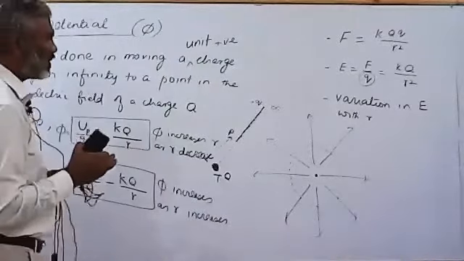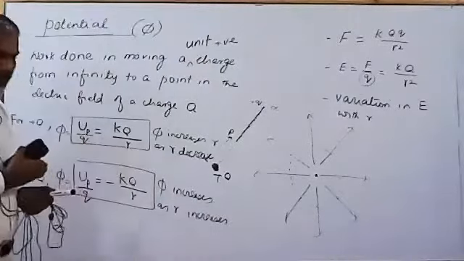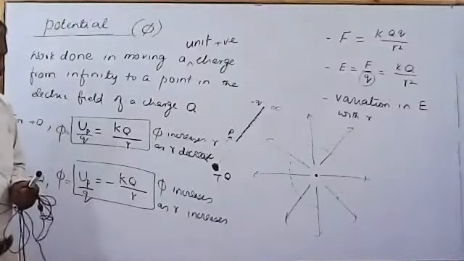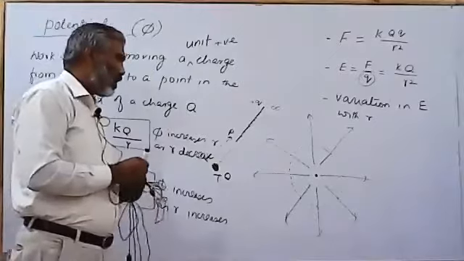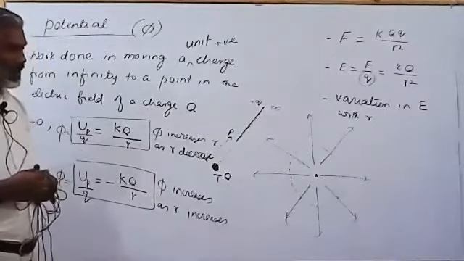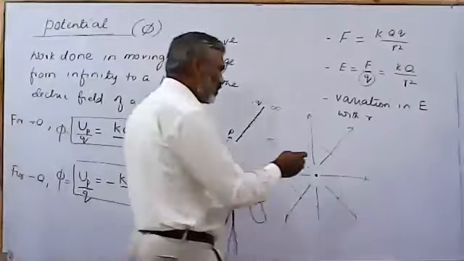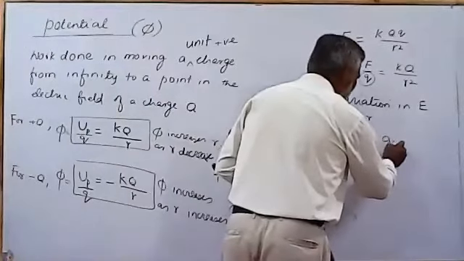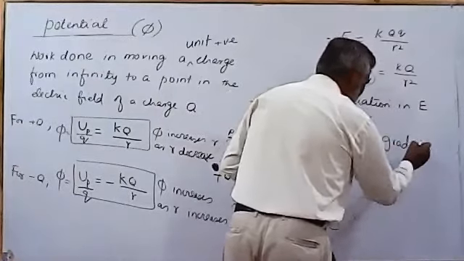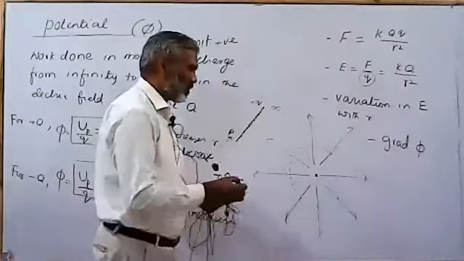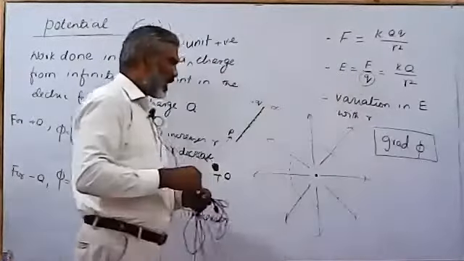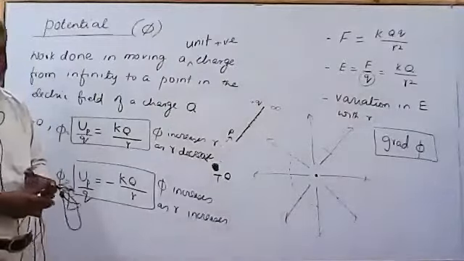What is the relationship between electric field and potential? That is important because they ask that question very frequently. For that, you need to understand one last thing, and that is gradient in potential. Gradient in potential is grad phi. It's not a negative quantity. This is grad phi, the gradient in phi.